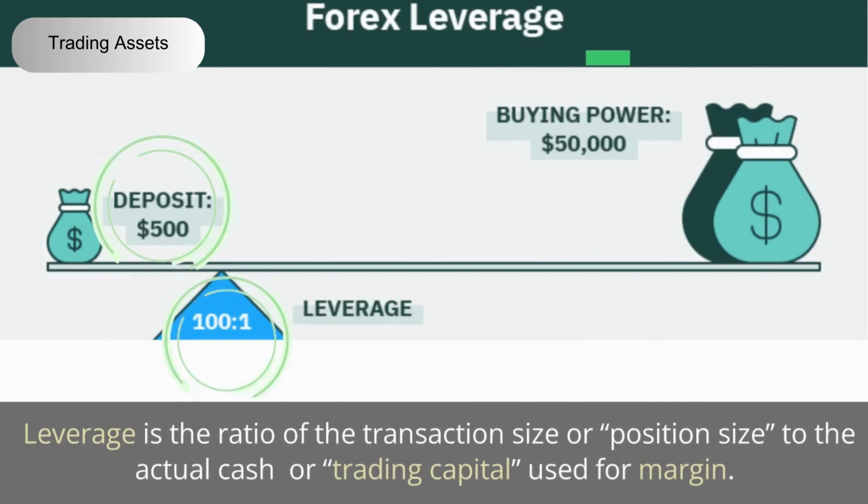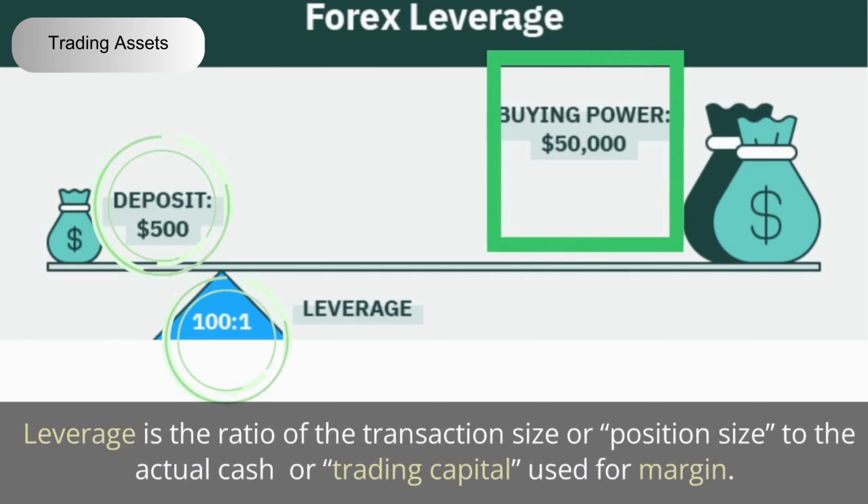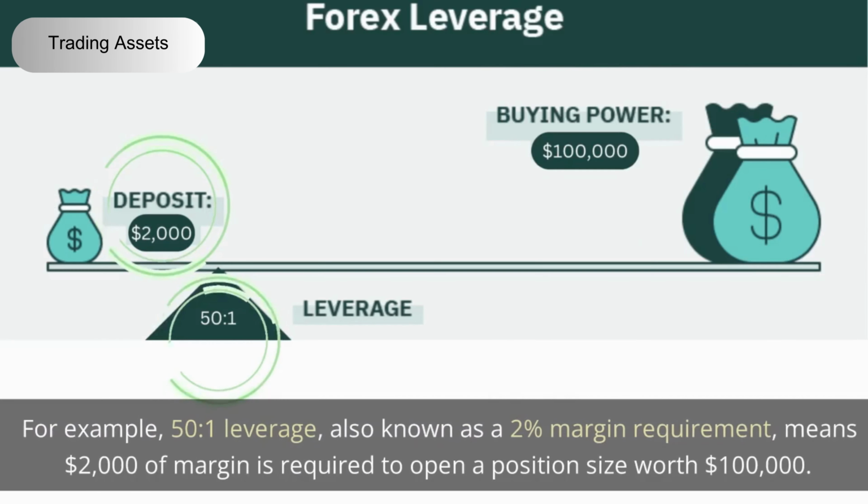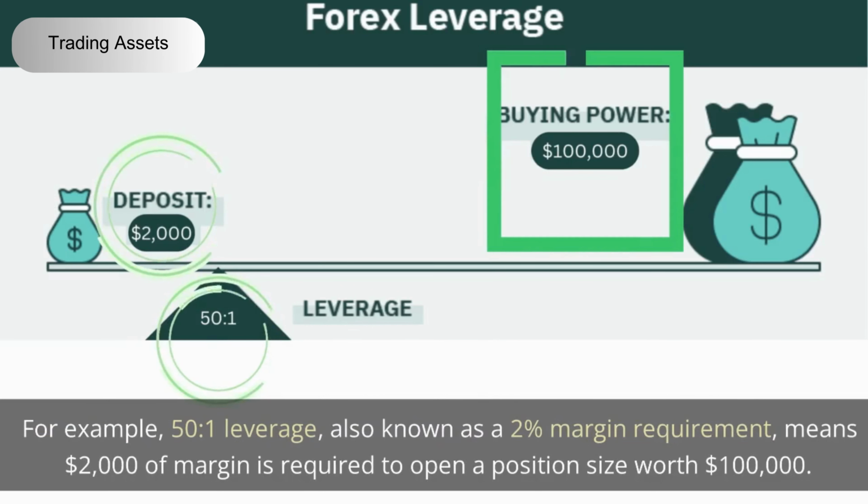Leverage is the ratio of the transaction size or position size to the actual cash or trading capital used for margin. For example, 50-to-1 leverage, also known as a 2% margin requirement, means $2,000 of margin is required to open a position size worth $100,000.